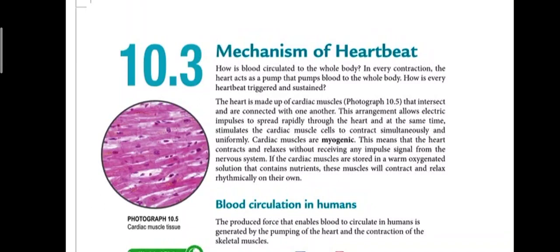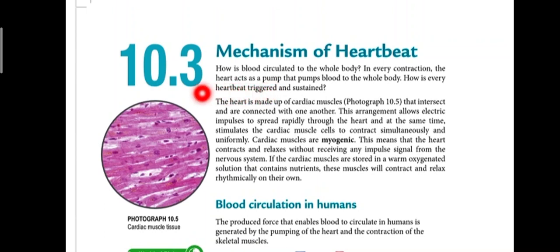This is Biology Form 4, Chapter 10, Subtopic 10.3, Mechanisms of Heartbeat. How is blood circulated to the whole body? In every contraction, the heart acts as a pump.